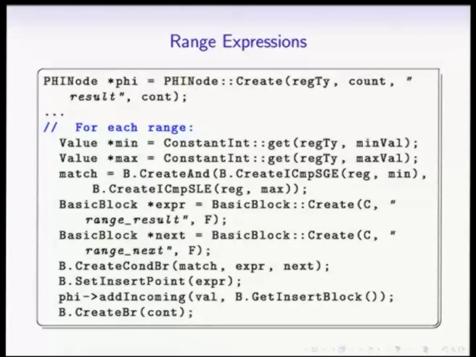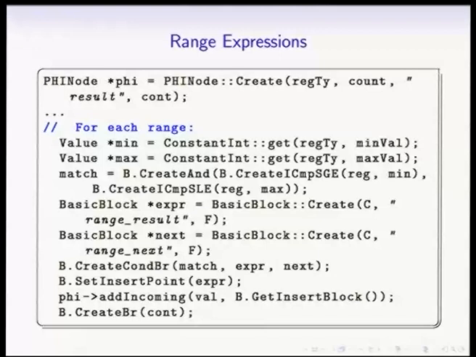It then creates a conditional branch. So if we have matched this, then we jump to this basic block. If we haven't matched it, then we fall through and try the next one, and then we'll be back here again. Then it sets the insert point in the range result block that we've just created.